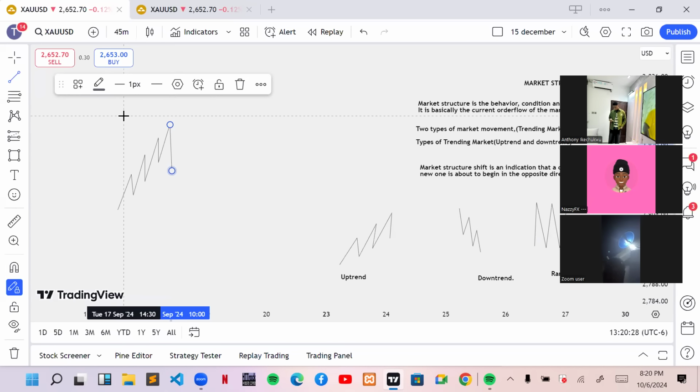The previous trend that the market was on could not be maintained. Now it's an indication that this is no longer an uptrend, but the market is now turning into a downtrend. So if you were taking buys previously and you witness a market structure shift, what you should be looking out for is now sells. This shift right here is an indication that the current uptrend is about to end and the new trend, which is a downtrend, is about to begin. That's why I said it's an indication that the current trend is about to change and a new one is about to begin in the opposite direction.